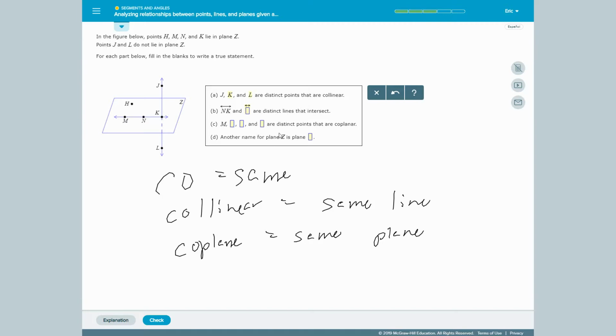And when they ask for M blank, blank, and blank are distinct points that are coplanar, my plane is this paper, as I call it, Z. And so I'm going to find the 3 additional points that are on my paper, which luckily for me, there are only 4. H, M, N, and K. So I have M, I'm going to put in N, K, and H. Please, please, please note, Z is not a point. It is a plane. So Z would never end up as one of our answers.